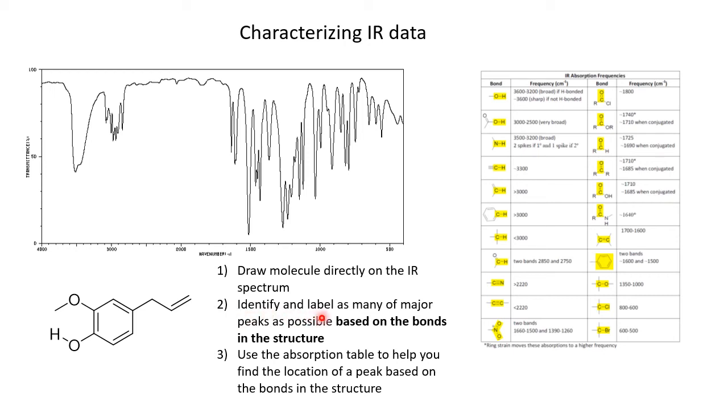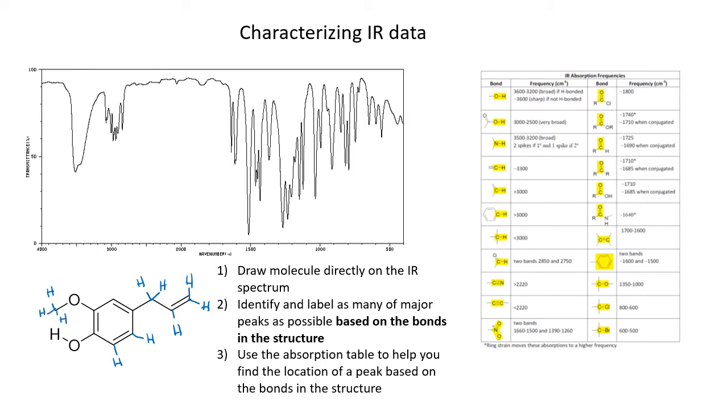Then you want to identify and label as many of the major peaks as possible based on the bonds in the structure. So if we take a look at eugenol, we have an OH bond. We have a benzene ring. We have a bunch of hydrogens that are not drawn in, but they're certainly there. So we've got hydrogens bound to sp2 hybridized carbons, another set of hydrogens bound to sp2 hybridized carbons. We have hydrogens bound to sp3 hybridized carbons, again over here, sp3.